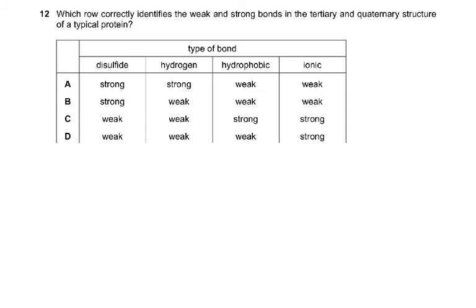Then we come on to question number 12. Which row correctly identifies the weak and strong bonds in the tertiary and quaternary structures of a typical protein? So the answer to this is B. Disulfide and peptide bonds are the strongest ones. They're covalent bonds. So then the others are all weak bonds: hydrogen, hydrophobic, and ionic bonds. So question number 12, B is the answer.